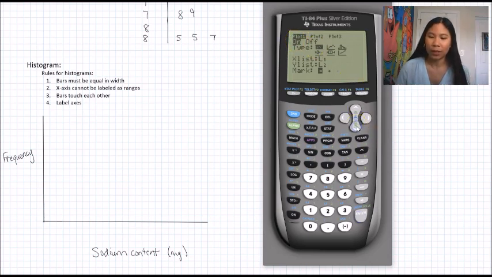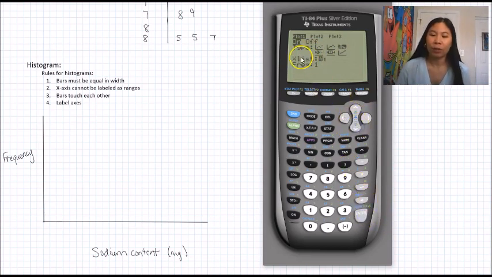Then I'm going to scroll down. So this is all the different graphs that your calculator can make for you. So this first one is like a scatter plot. The second one is like a time plot. We don't really care about that. We want this one with the bars because it's a histogram. So make sure that's highlighted by hitting enter.